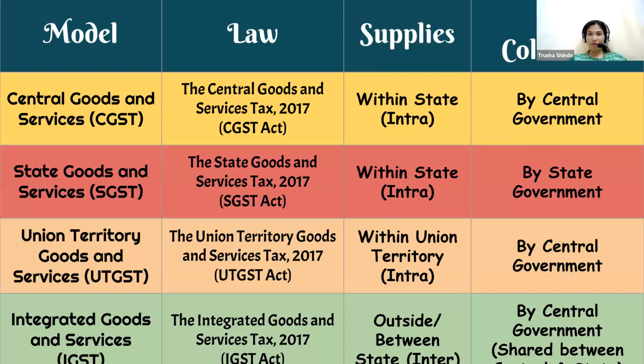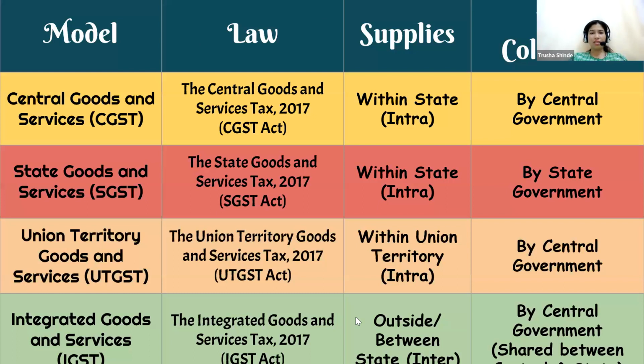And if we talk about your integrated goods and services tax, that is your IGST, then the law permits it through the Integrated Goods and Services Tax Act of 2017. Now, this was all about the law. If we talk about the type of supplies which has been done, then you can see the CGST.